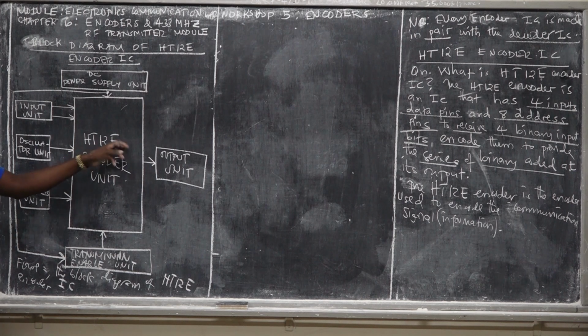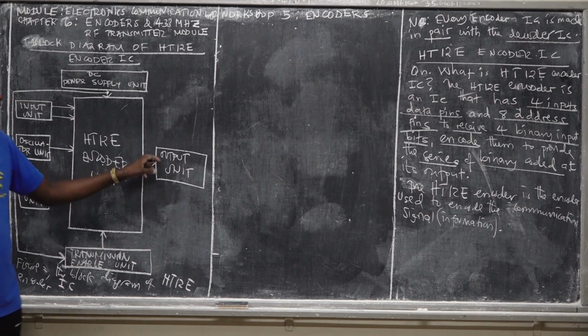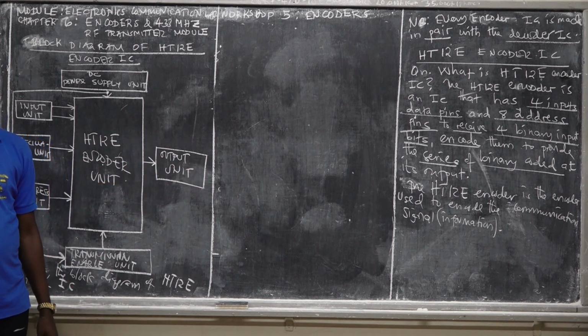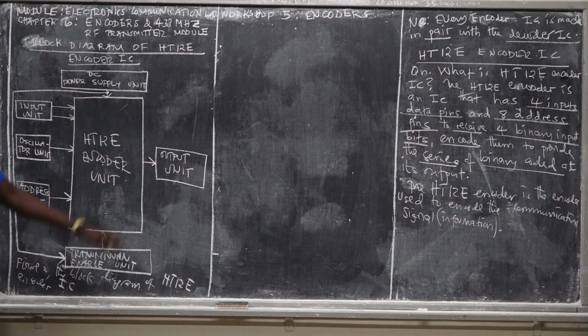So this is the HT12E encoder unit. And here we have, so this is called what? Output unit.